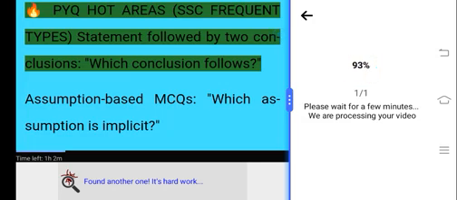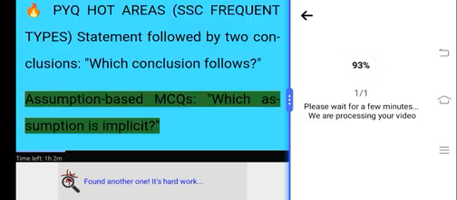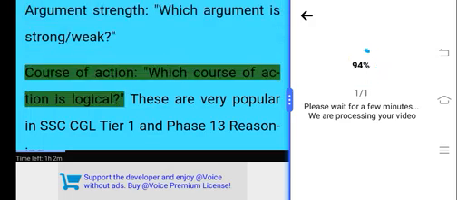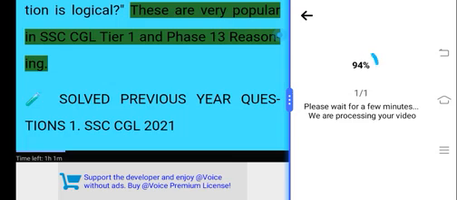PYQ hot areas, SSC frequent types: statement followed by two conclusions, which conclusion follows? Assumption-based MCQs, which assumption is implicit? Argument strength, which argument is strong or weak? Course of action, which course of action is logical? These are very popular in SSC CGL Tier 1 and Phase 13 reasoning.